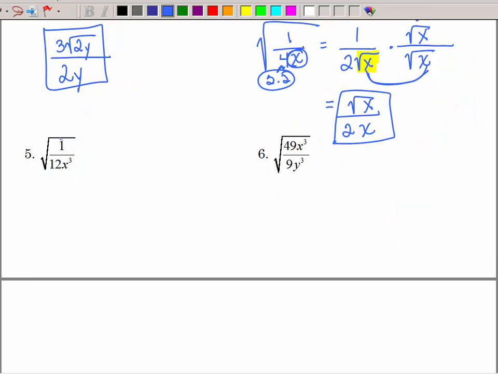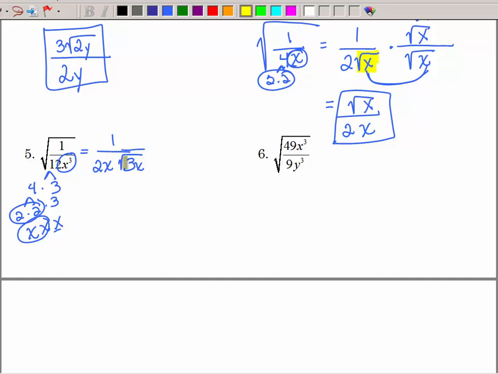Alright, so can I reduce this fraction? No. Can I simplify the radicals? Yes. The square root of 1 is 1. 12 we can break apart. So I have a pair of 2's, take it out and leave the 3. X cubed. I have a pair of x's, I can take that out and leave the x. Alright, so I didn't need to reduce, but I did simplify. That means take out things of the radical. Now I need to rationalize.